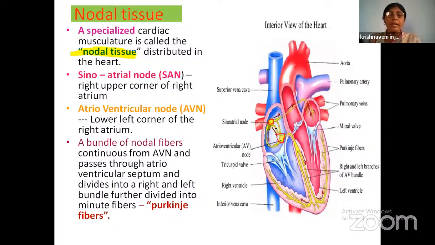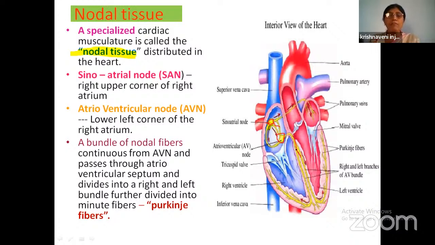Here you can observe a bundle of nodal fibers. These are the nodal fibers, the yellow color. These yellow fibers start from the sinoatrial node and reach the AVN. AVN means atrioventricular node, and they have extended sides also, and then they extended into the ventricle septum also. You can follow my red color line.